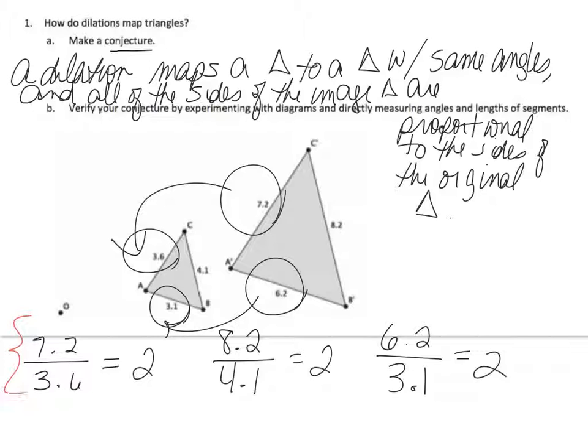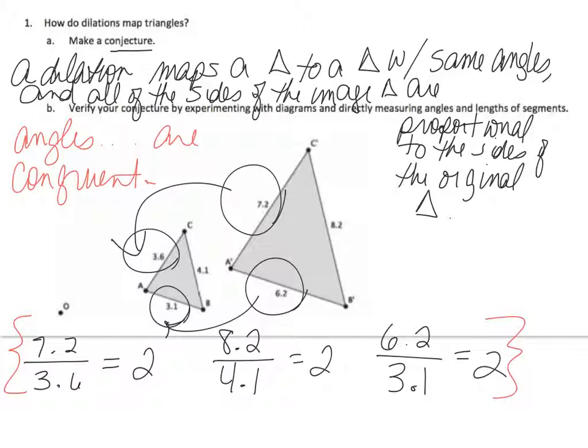I failed to point out, so these are all the sides that are proportional. If we talked about the angles, get our protractor out, the angles are congruent. The angle measurements did not change for both the image and the original. So the angles map to angles of equal measure. Okay, all the angles in the original triangle are dilated to angles that are the exact same measurement to the corresponding angle in the dilated triangle.